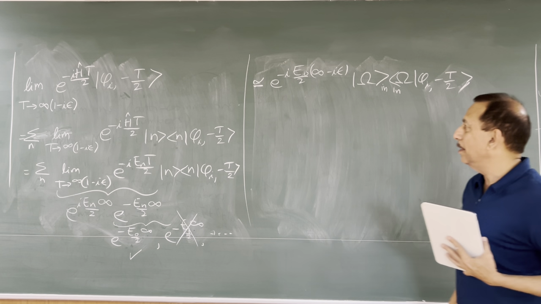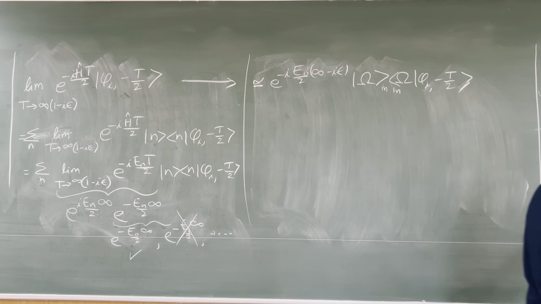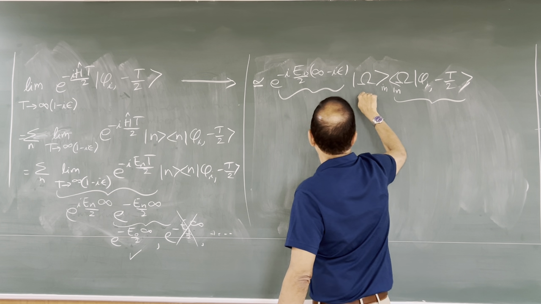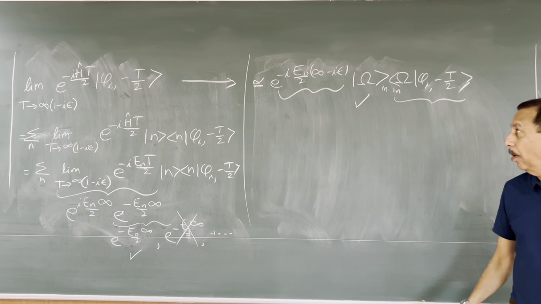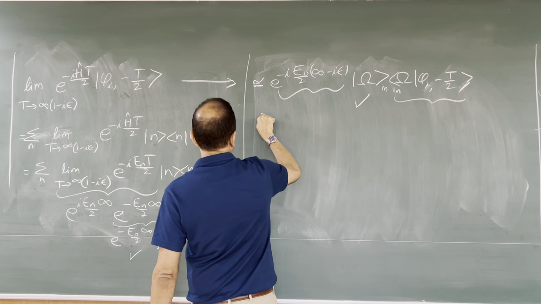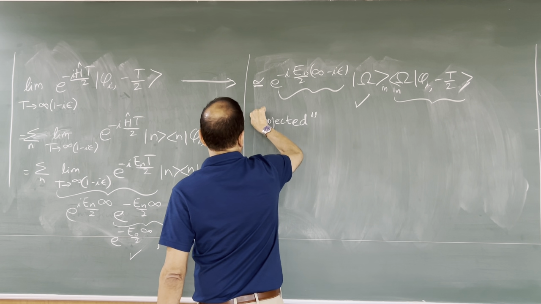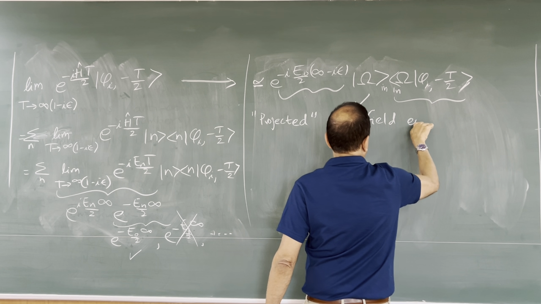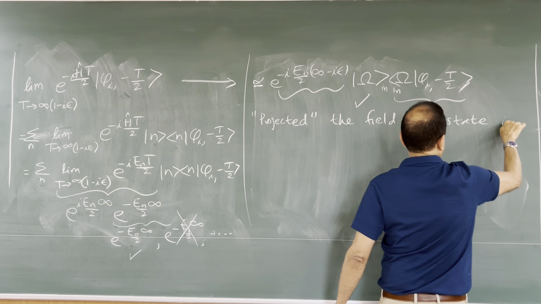So we started with this and we brought it to that. And what you can see is that this is a number, but this is the state, and it's exactly the state I was after. So what I have done is projected the field eigenstate into the vacuum state.